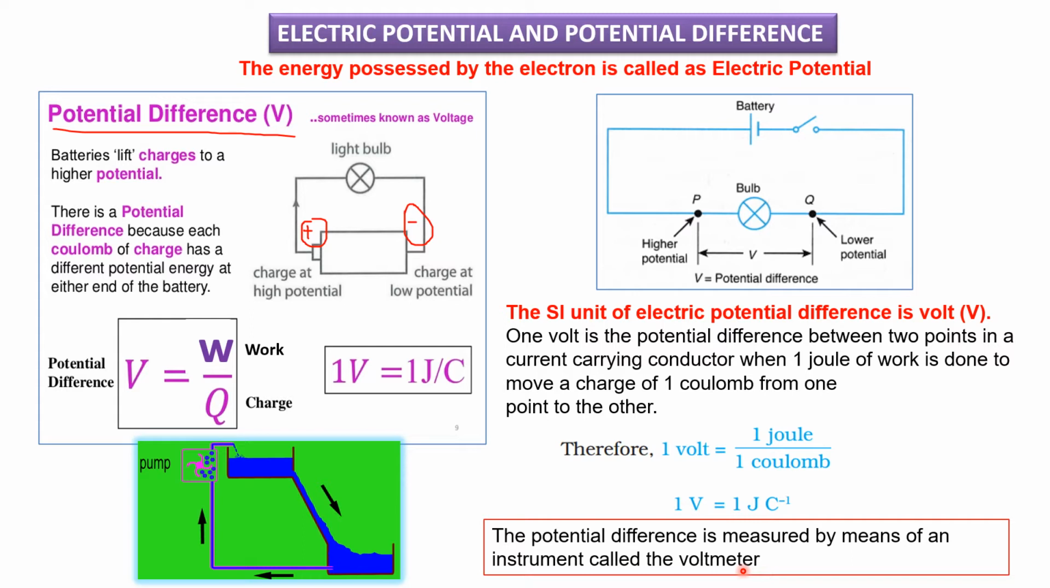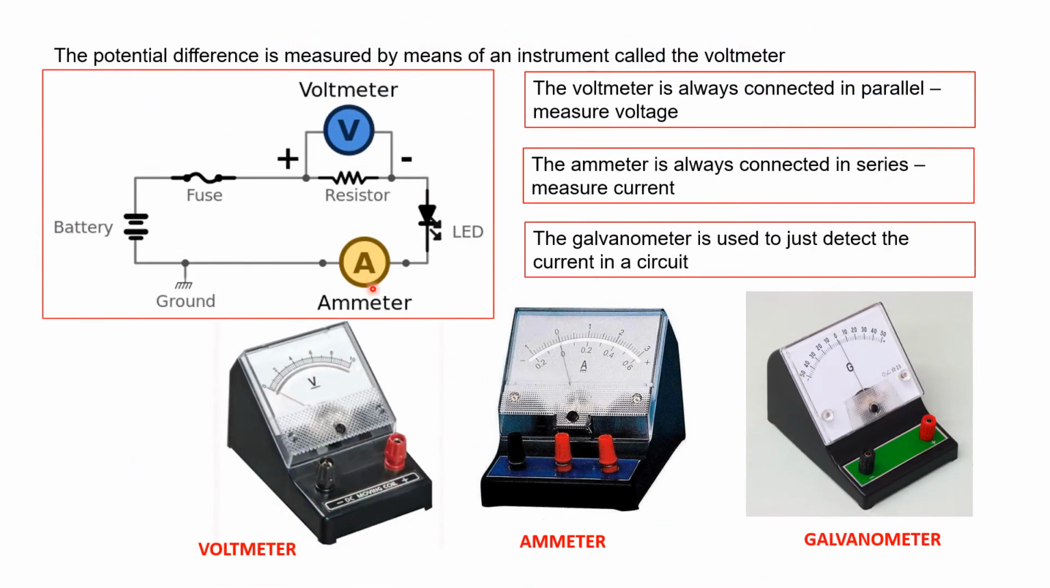The instrument used to measure current is the ampere meter or ammeter. The instrument used to measure voltage is the voltmeter. This is a voltmeter we use to measure the voltage, and this is the ammeter, which we have already seen, also called the ampere meter. It is used to measure current.